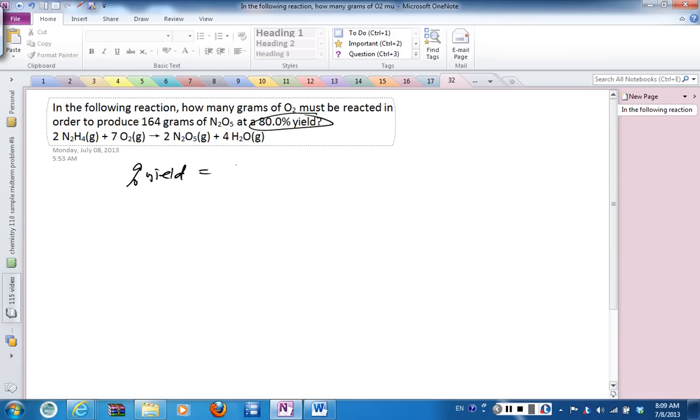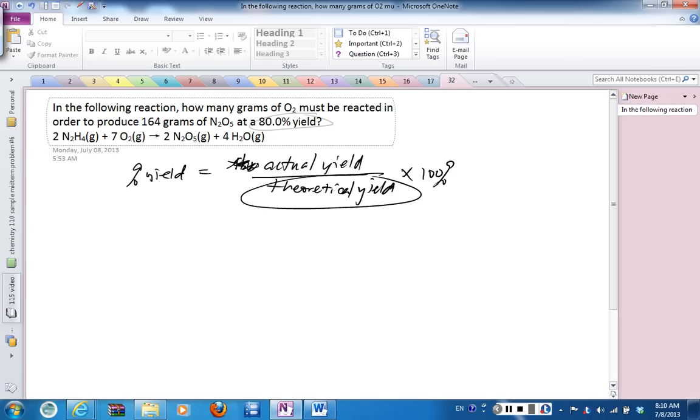Percent yield equals actual yield over theoretical yield times 100%. And theoretical yield is the one that we're calculating in a stoichiometry setup.